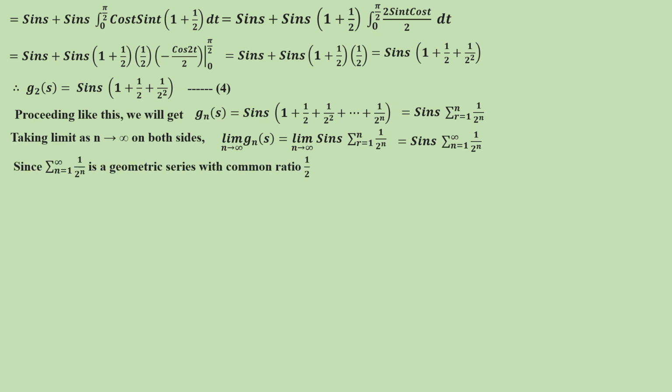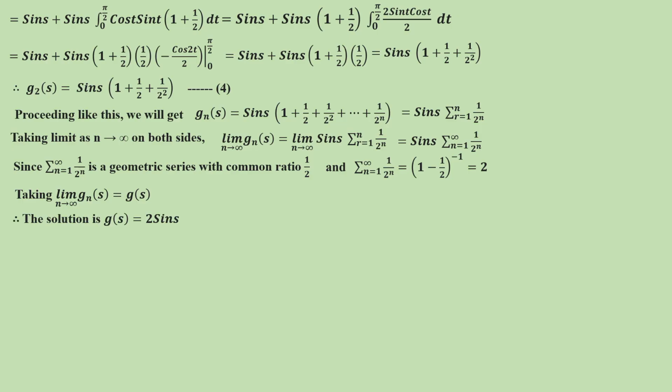So summation 1 by 2 power n is a geometric series with common ratio 1 by 2. So that summation is 1 minus common ratio, 1 minus r power minus 1. That is the general formula of geometric series. So 1 minus 1 by 2 power minus 1, that is equal to 2. So taking limit n tends to infinite, gn of s is equal to g of s, we will get the solution g of s is equal to 2 sin s.